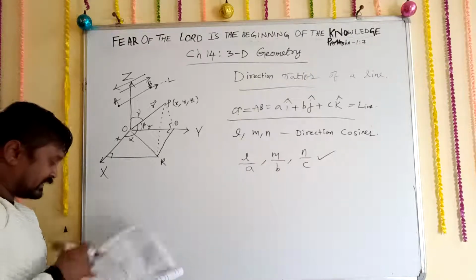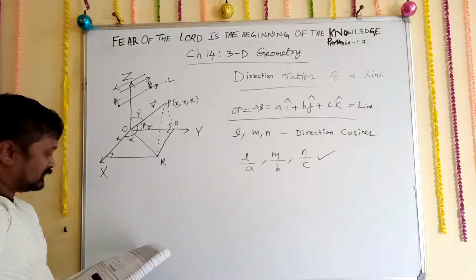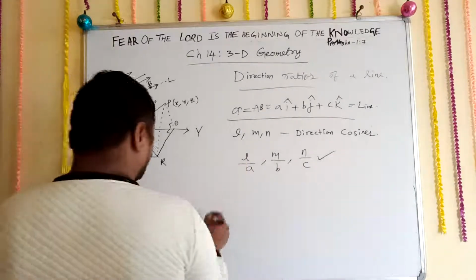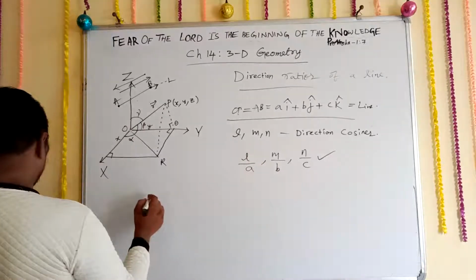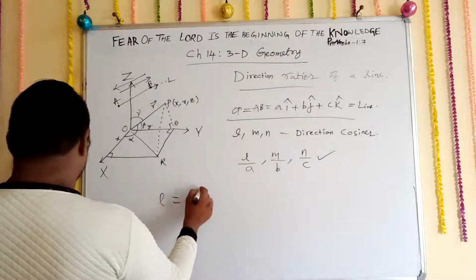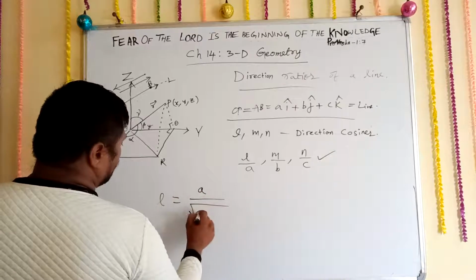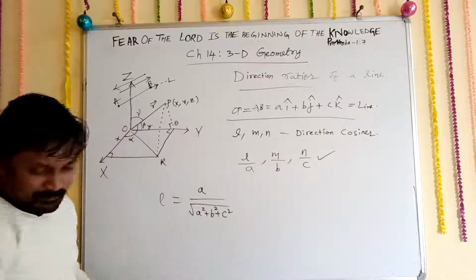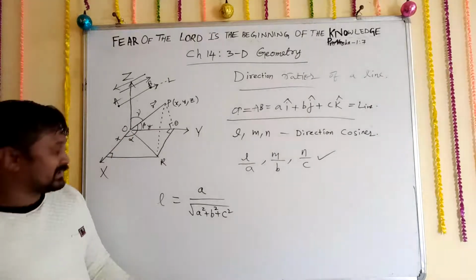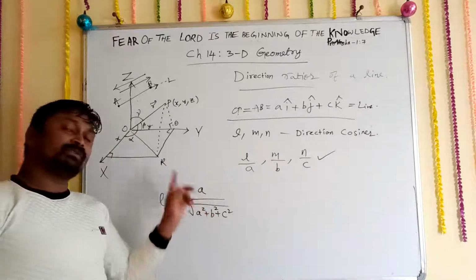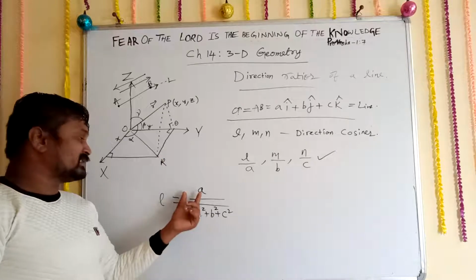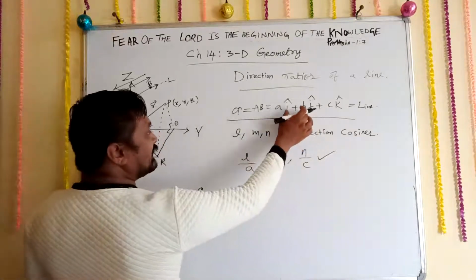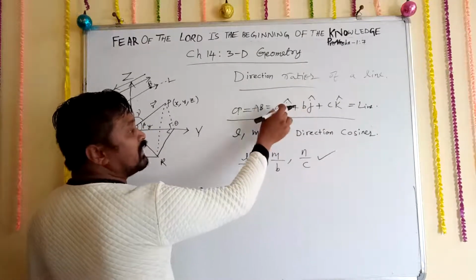So I don't think it is required for you, so no need to explain. But anyhow, what is L, what is M, what is N, those also you have to remember. L is equal to A upon square root of A square plus B square plus C square. Previously we learned this like A1, A2, A3, but now we are just changing the names to A, B, C. That means we are taking the unit vector of this.